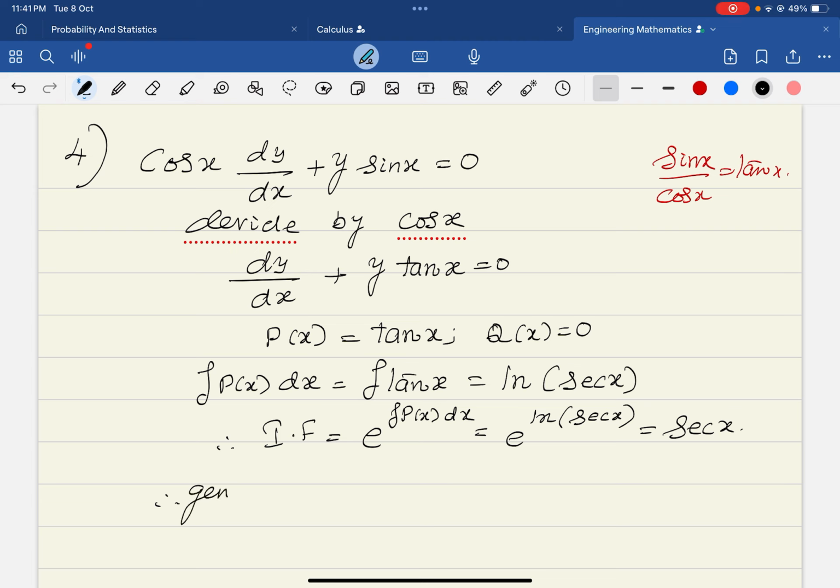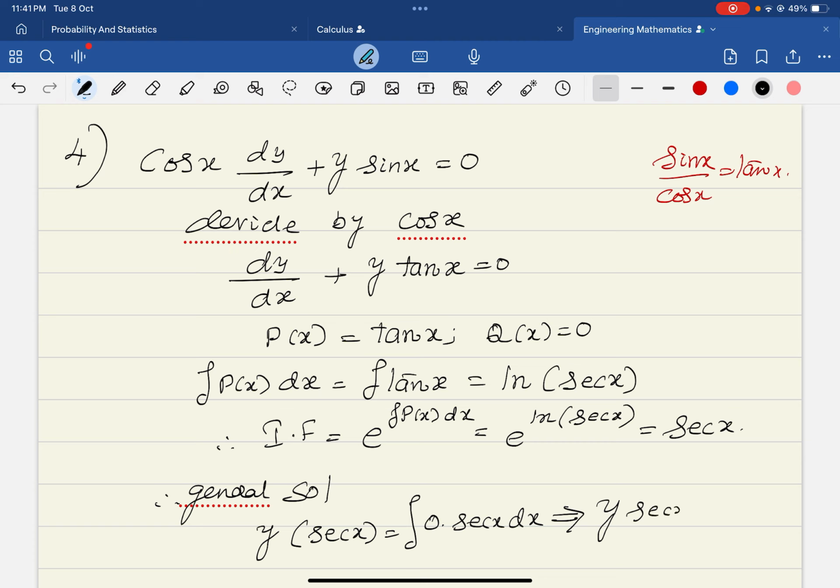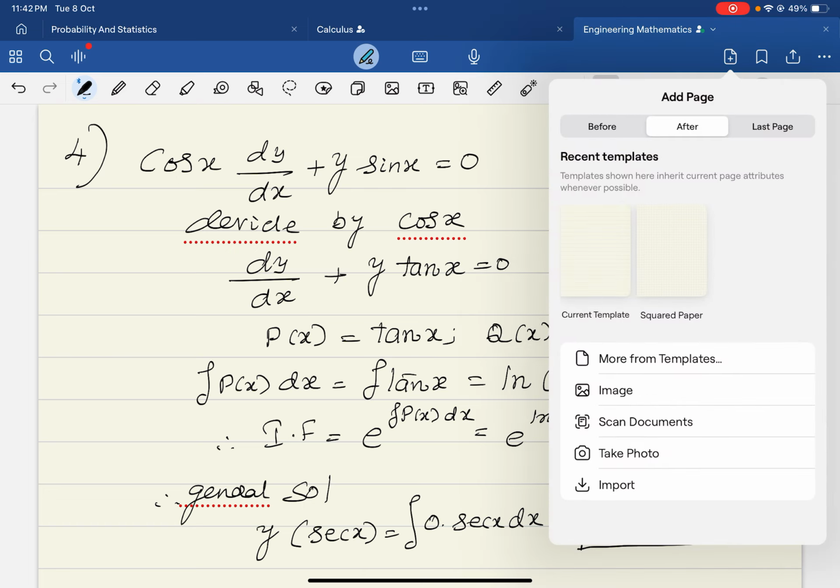Therefore, we have to write down the general solution. What is that? y into the integrating factor secant x is equal to the integral of q, which is 0, into the integrating factor secant x dx. This whole thing becomes anyhow 0. So, the general solution is y secant x is equal to 0 plus c. So, this is the solution. The integral plus the constant, right? So, this is the solution you have to get.